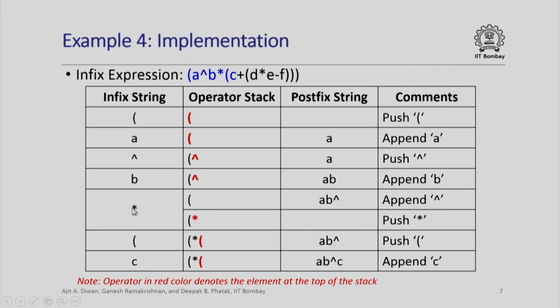We now come across star. You compare the precedence of star with the previous operator which is raised to. Since this has a higher priority, we take it out, append it to the postfix string and then push star onto the stack. Next we encounter an opening parenthesis, we push it onto stack. We come across C, we just append it to the postfix string. The blue color shows the characters of the string which are handled in this slide.